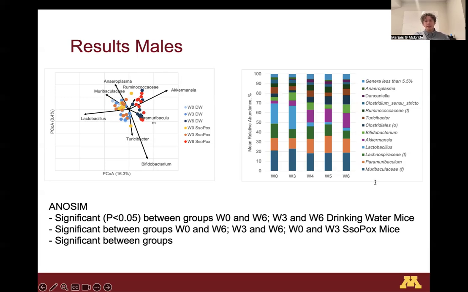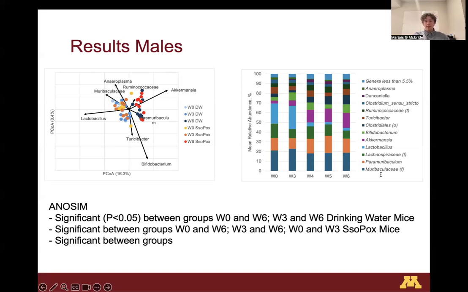An Anderson statistical test was run to see the significance between groups on the PCoA, and significance was found between the drinking water mice at different time points, such as baseline and final, along with week 3 and final. This was the same for SsoPox, but there was also a significant difference between baseline and week 3. There were not any significant differences at baseline between the two SsoPox and drinking water groups, and at any other time points, there was not significant difference between SsoPox and drinking water.